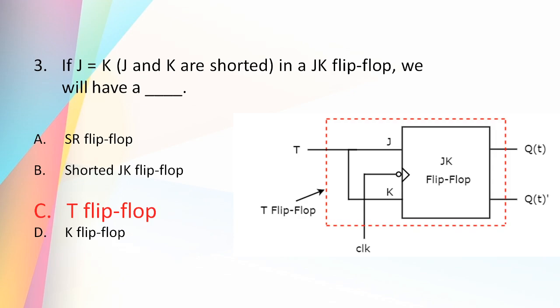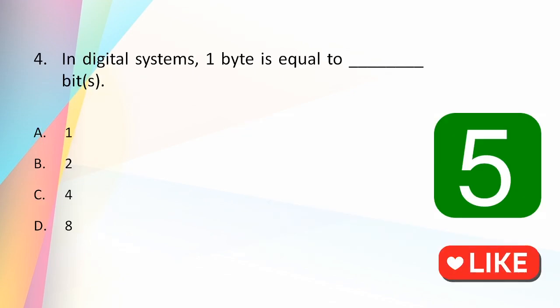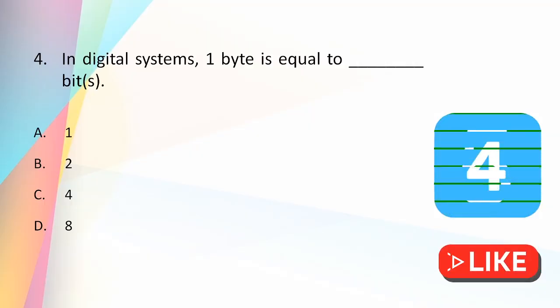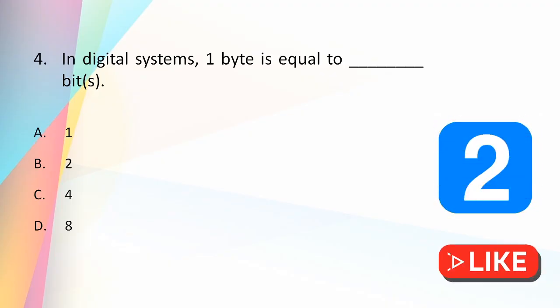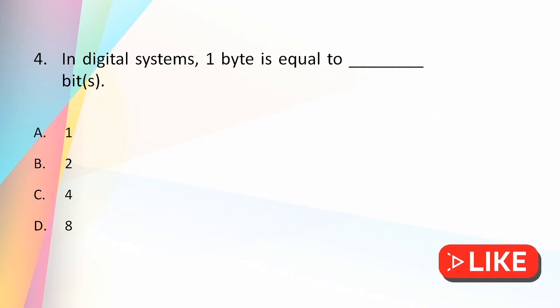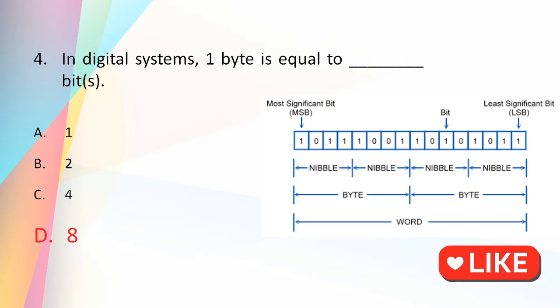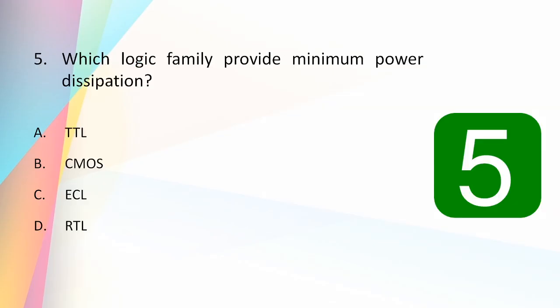In digital systems, 1 byte is equal to dash bits: 1, 2, 4, 8? Yes, you must be able to answer this, as we have already discussed. 1 byte is equal to 8 bits.